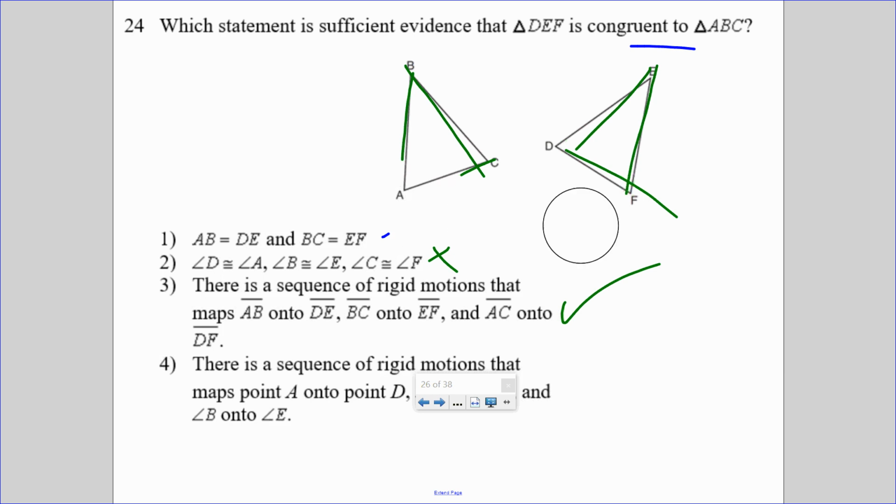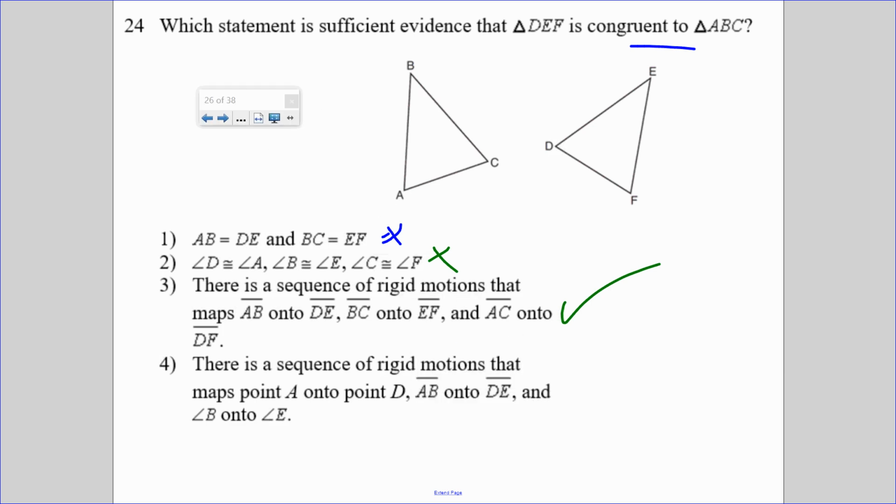Let's try 4, because maybe that one works too. I don't know. I got to be careful. I got to check out everything. There's a sequence of rigid motions that maps point A onto point D, AB onto DE, angle B onto angle E. No, all I got is a side and angle. Point doesn't count.